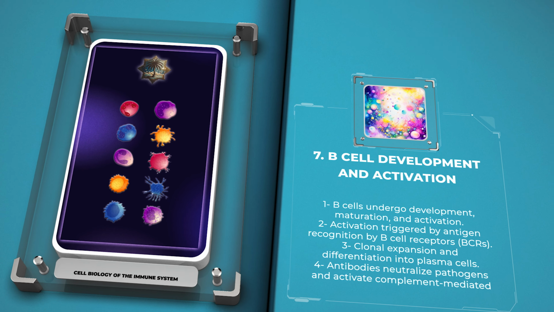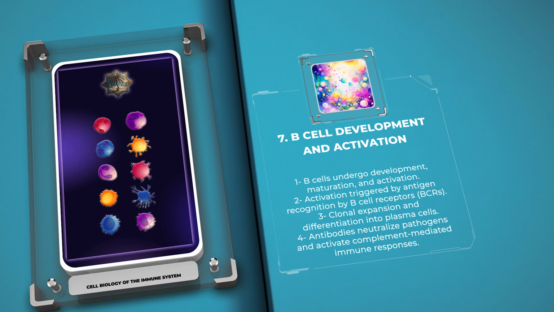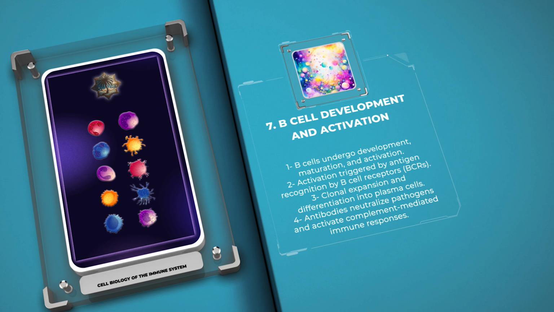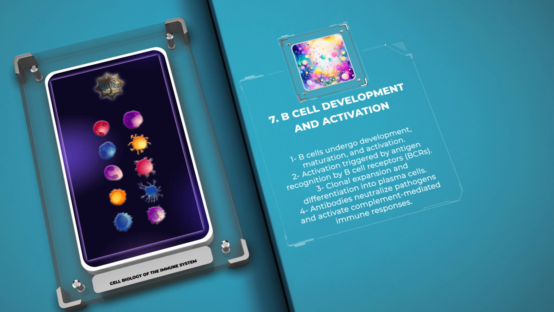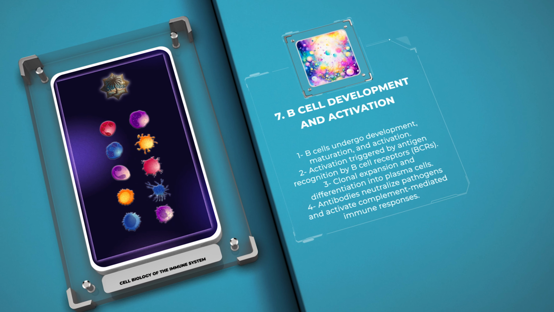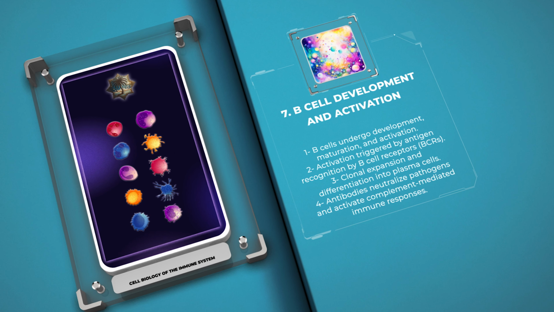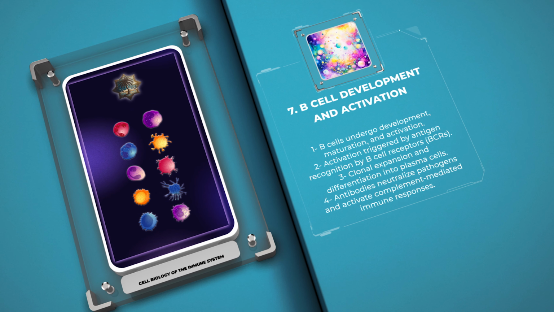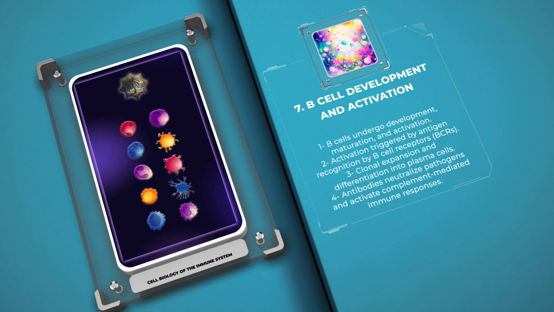B cells undergo development, maturation, and activation processes in the bone marrow and secondary lymphoid organs. Antigen recognition by B cell receptors, BCRs, triggers activation, leading to clonal expansion and differentiation into plasma cells that secrete antibodies. Antibodies are essential for neutralizing pathogens, promoting their clearance by other immune cells, and activating complement-mediated immune responses.